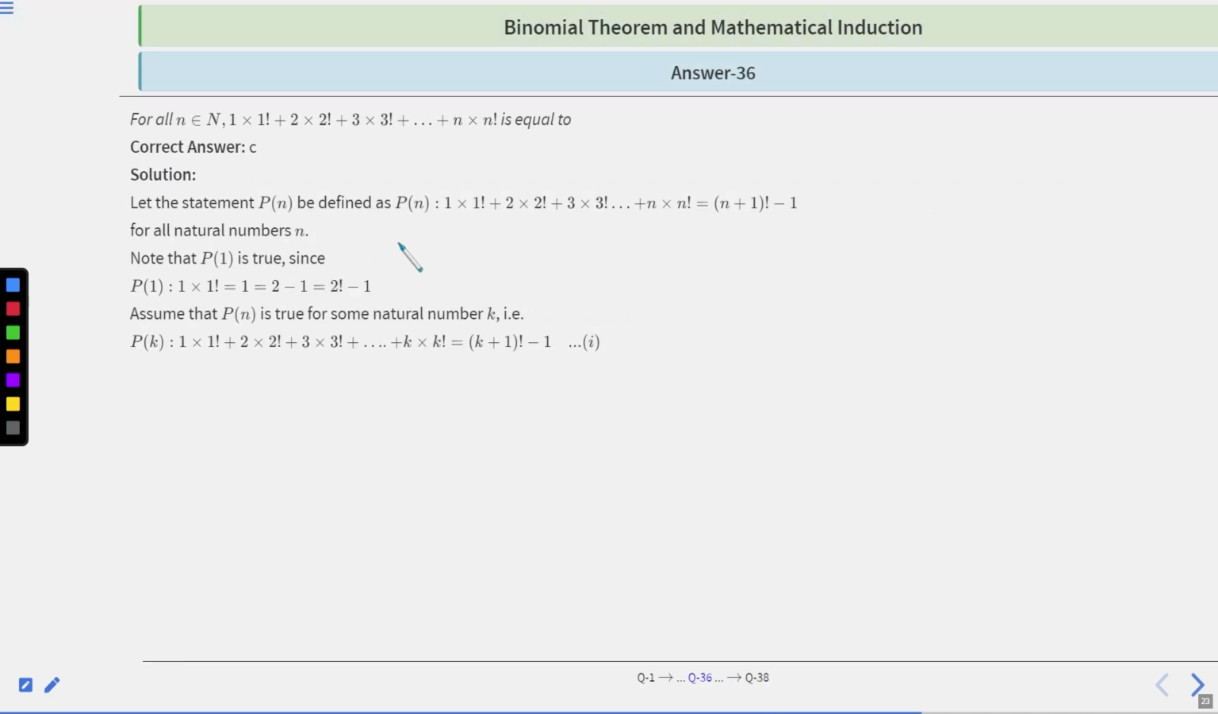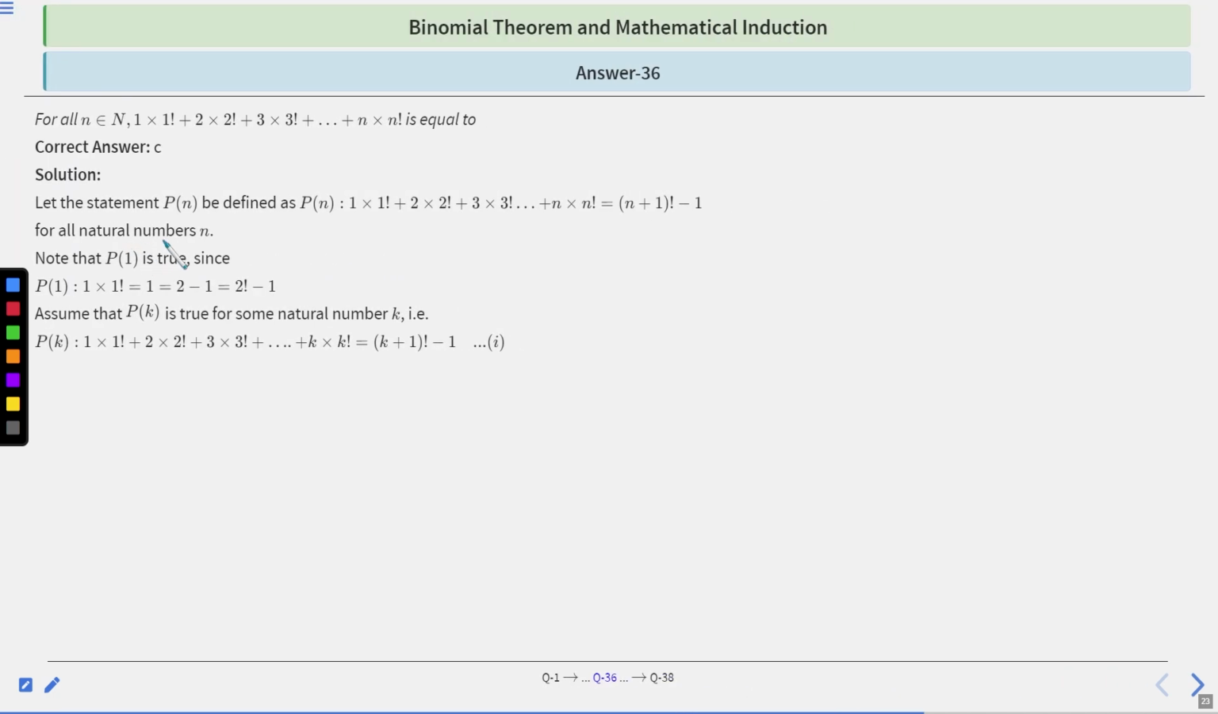Okay, let's discuss the solution. Let the statement Pn be defined as Pn = 1·1! + 2·2! + 3·3! + ... + n·n!, and it can be further written as (n+1)! − 1, right? Clear? Now, suppose this is true for all natural numbers n.